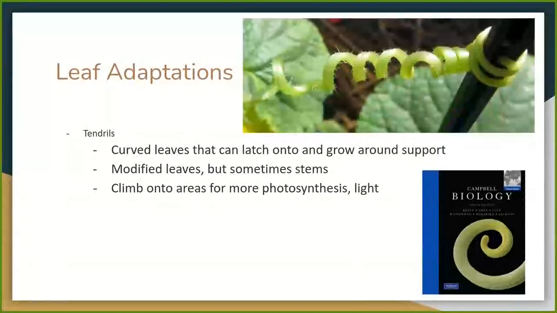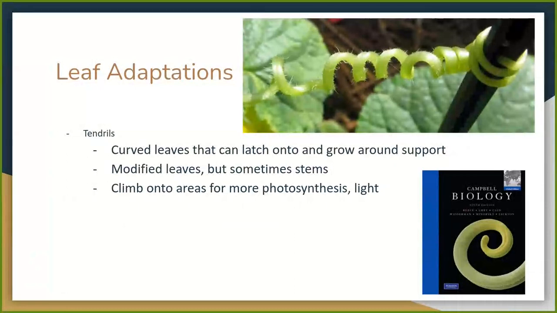Okay. There are certain special types of leaves that occur from adaptations to their environment. One example is tendrils. Tendrils are kind of curved leaves that can latch onto and grow around other things for support, or if they need to reach different areas to get more access to, say, light. Tendrils usually can form coils that bring the plant closer to another object, and these tendrils are just modified leaves. In rare cases, sometimes they're also just stems.